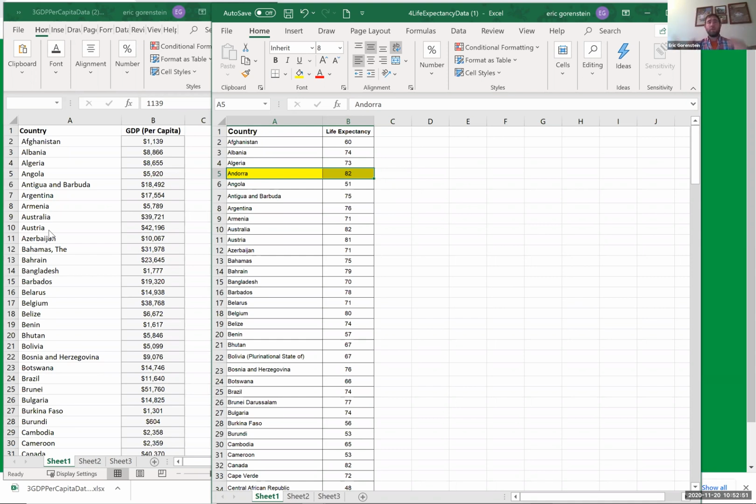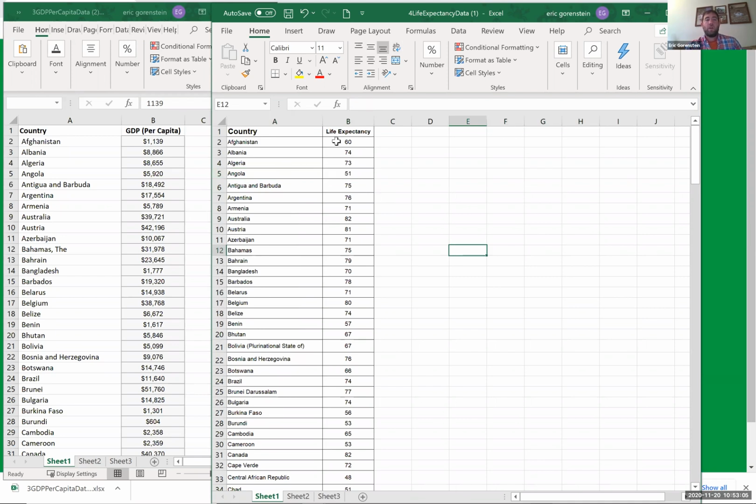So the first thing you have to do is just go through both lists, and anytime there's a country that is on one of them and not on the other, just go in, delete. So Afghanistan, Albania, Algeria, so on and so forth. So you go through each list and make sure you've deleted any countries that appear on one list that don't appear on the other. And it's easy to keep track because the rows are numbered.